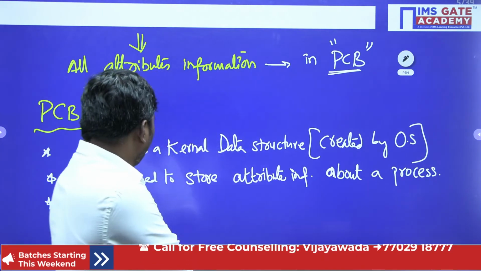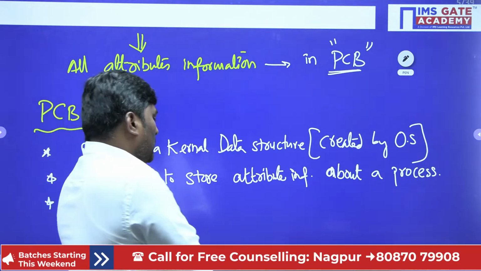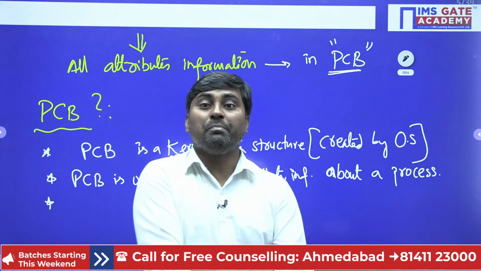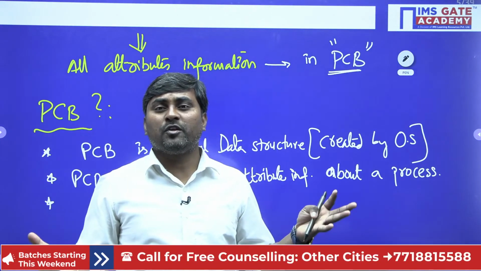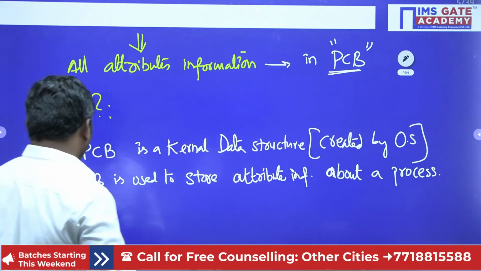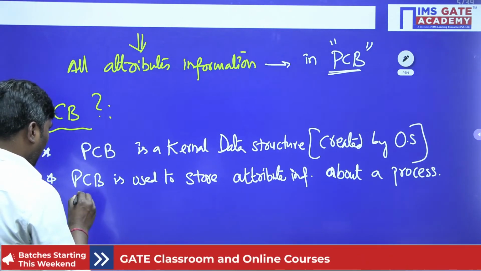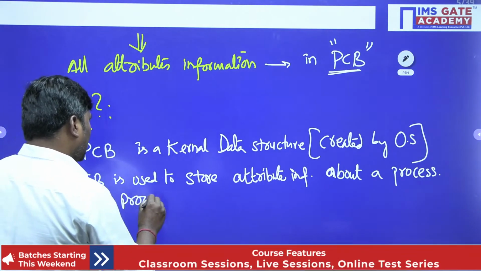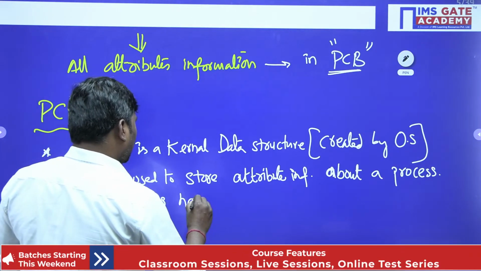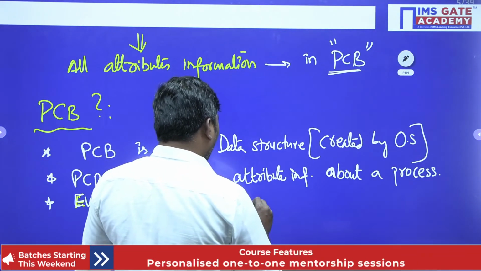Okay. Now see. The PCB is used to store the attribute information about a process. Now the question comes, sir, how many PCBs will be there? Is there only one PCB for all the processes? No. Please understand. Every process has its own PCB, ma'am. Its own PCB.